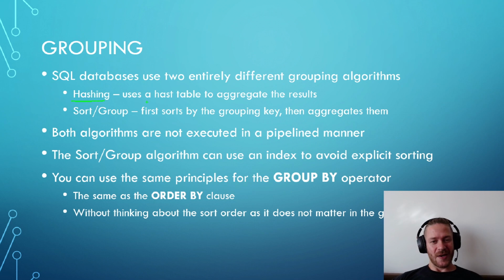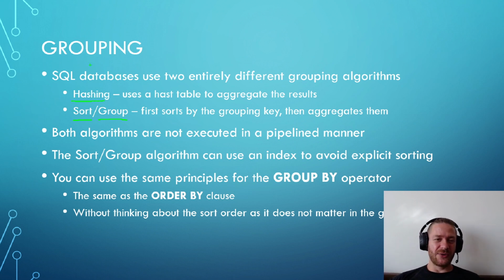That's the first option. The second option is sort group algorithm, which means first sort the table by the grouping key and then aggregate it. Because if we have already sorted table, it's very easy to group it by the sort order. Both algorithms do not use a pipeline execution, so it needs the whole table to be fetched in memory and then grouped by.